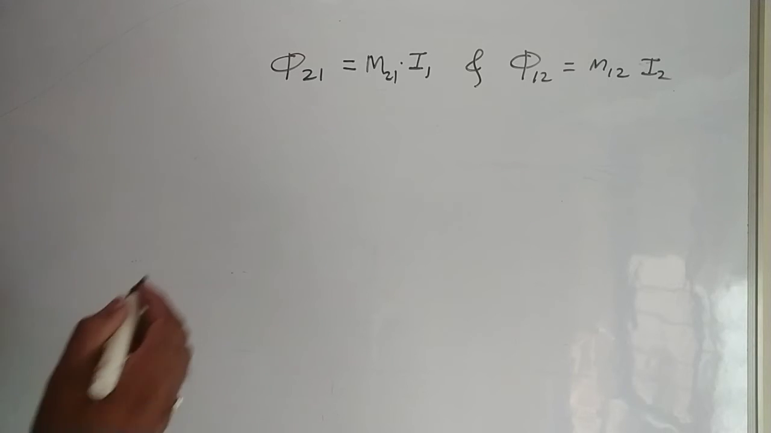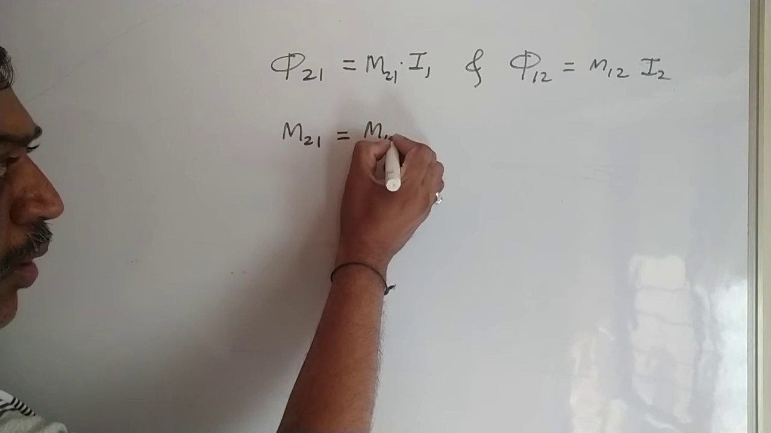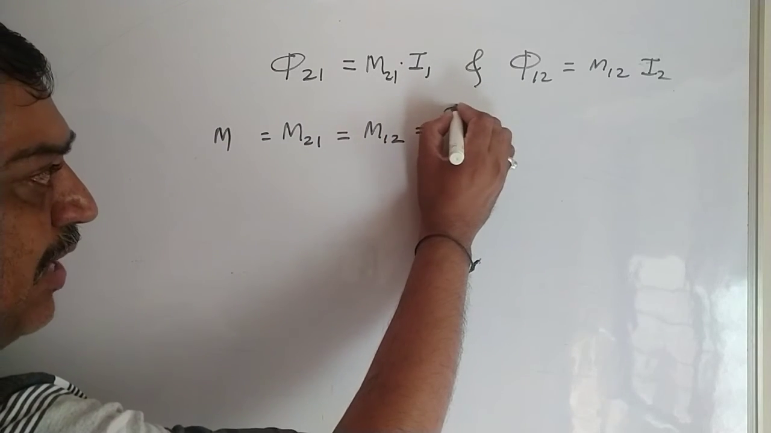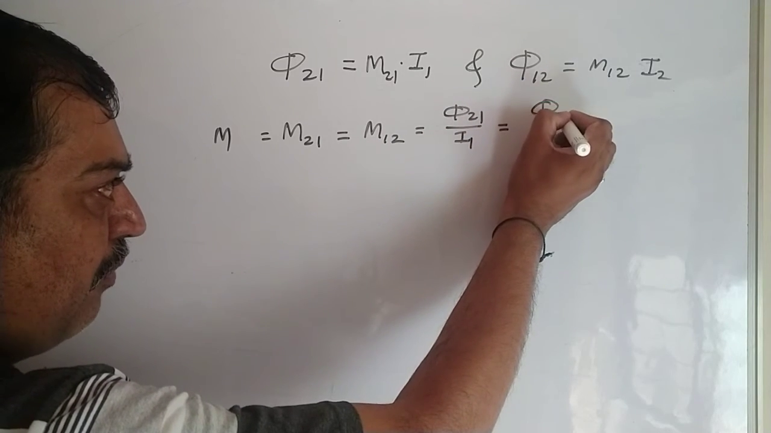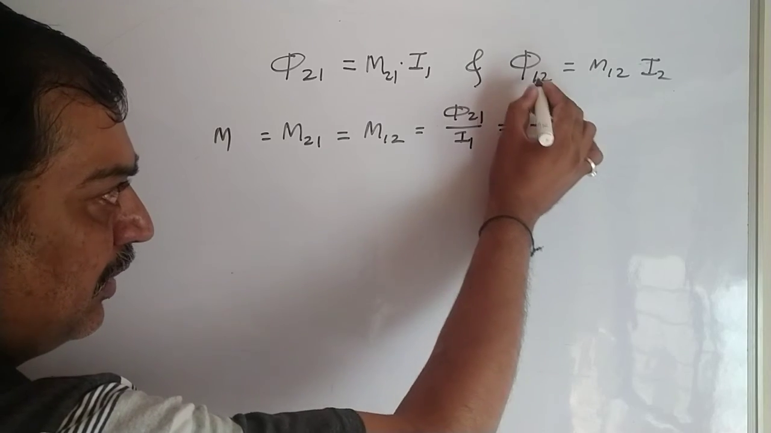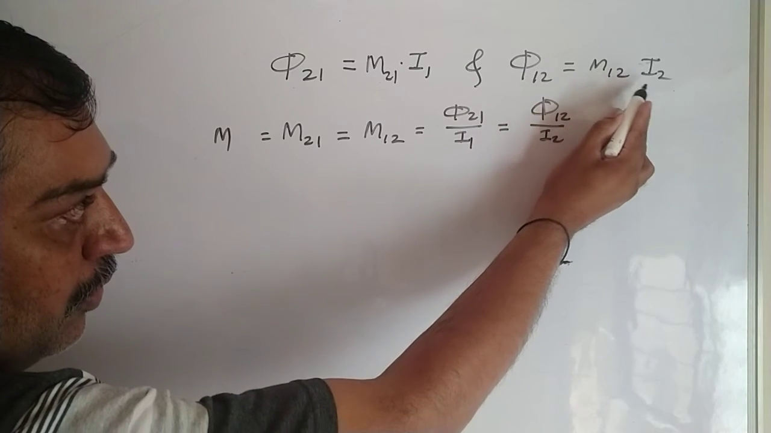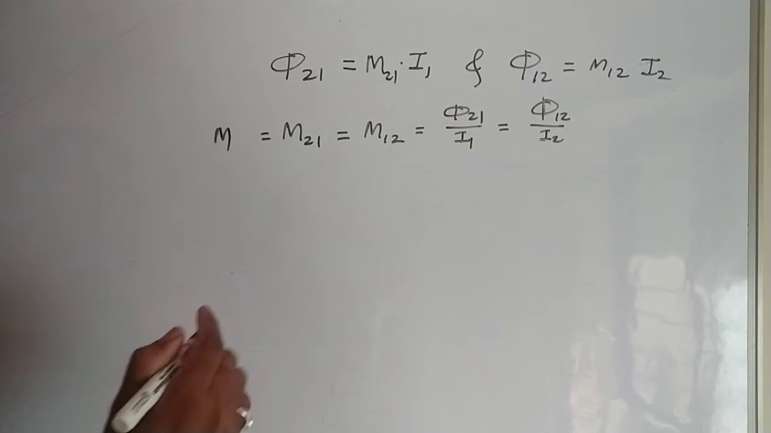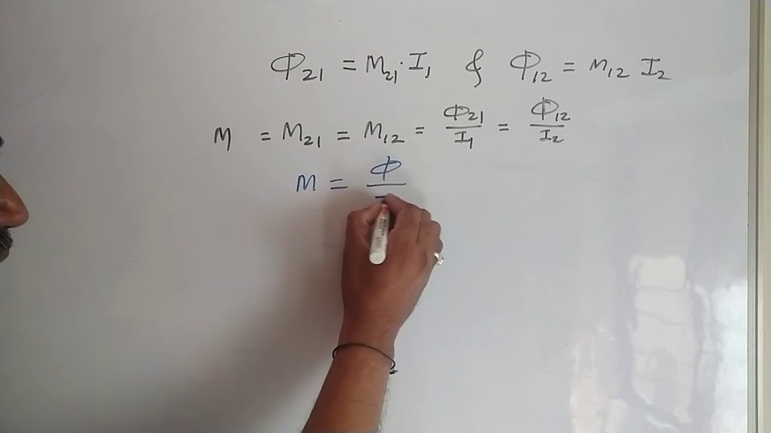From this you can find the value of M. M21 equals M12, I have told you both are the same, and that is nothing but M equal to phi 21 divided by I1, which equals phi 12 divided by I2. So that is written like this. In general, we can write M equal to phi divided by I.